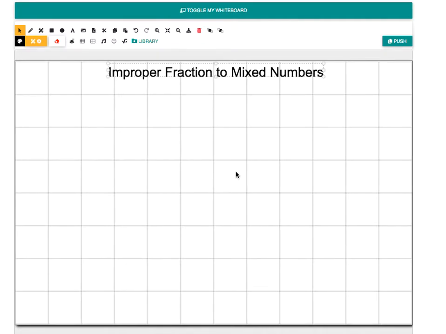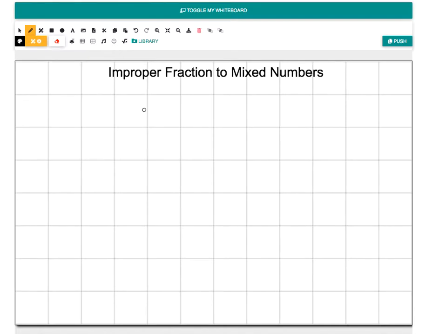Hey everyone, we've already worked with mixed numbers to improper fractions. Our next step is to do improper fraction to mixed numbers. So it's kind of the same, it's just backwards. It's the opposite of what we did earlier. So let's go ahead and look at an improper fraction.